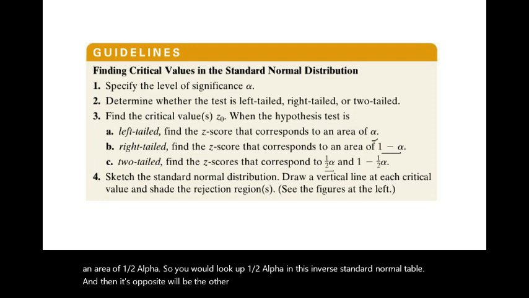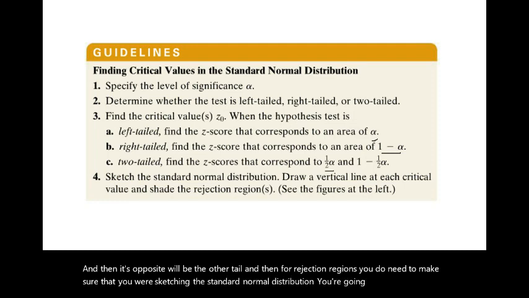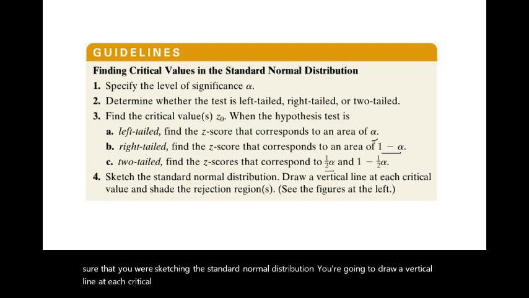And then for rejection regions, you do need to make sure that you are sketching the standard normal distribution. You're going to draw a vertical line at each critical value and shade the appropriate rejection regions. And that vertical line, you're going to label it with your critical value.